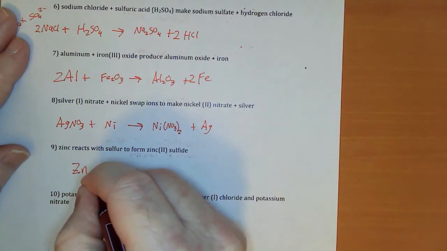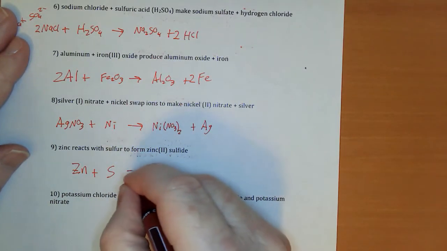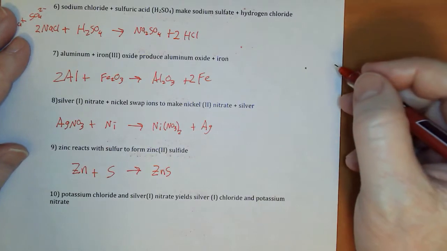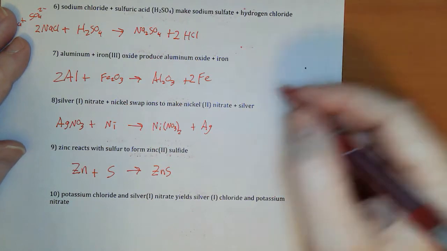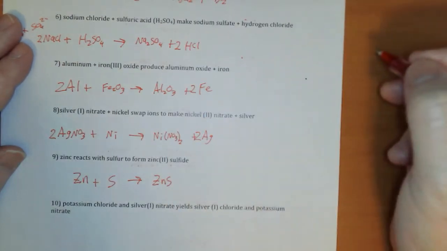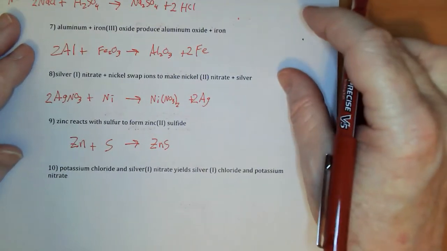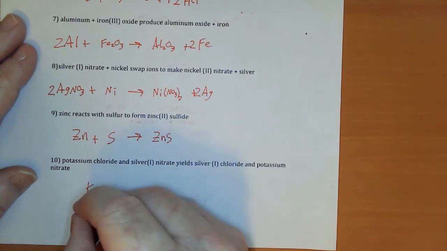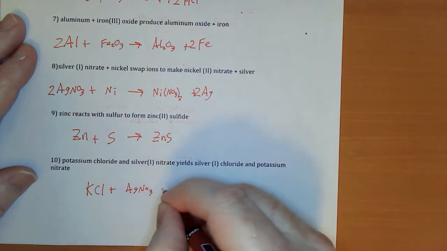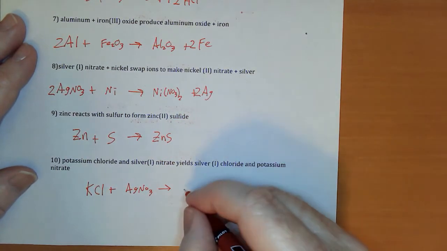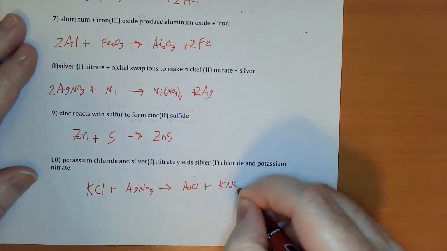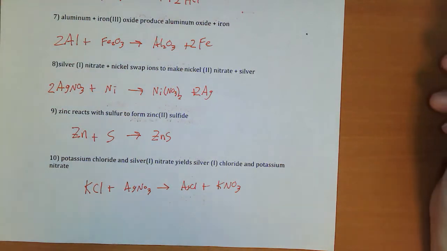Zinc, Zn, reacts with sulfur, S, to form zinc 2 sulfide, ZnS. All right, and that looks to be balanced. You know what? I'm sorry, I forgot to balance number 8 for you. We need to put a 2 there and a 2 there to make that balance out. All right, potassium chloride, KCl, reacts with silver 1 nitrate, AgNO3, to yield silver 1 chloride, AgCl, and potassium nitrate, KNO3. Partners exchanged.